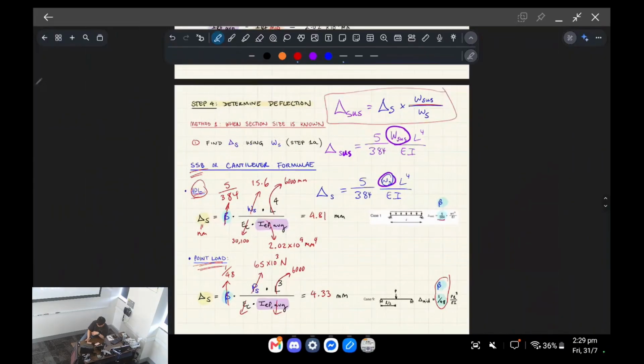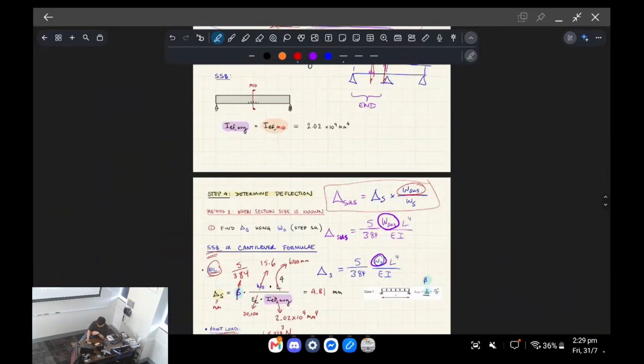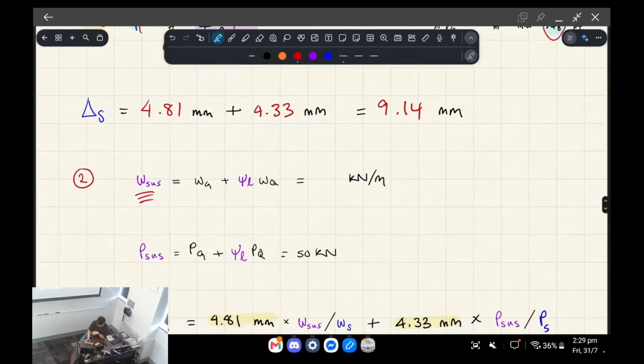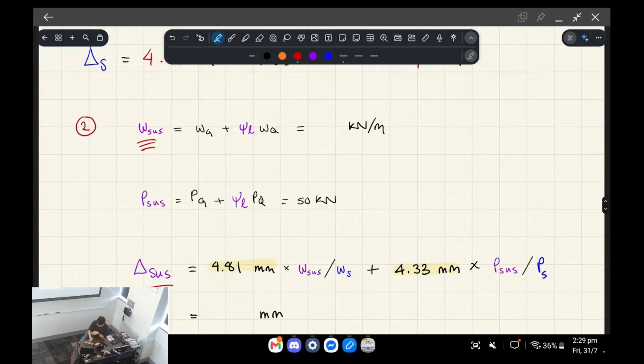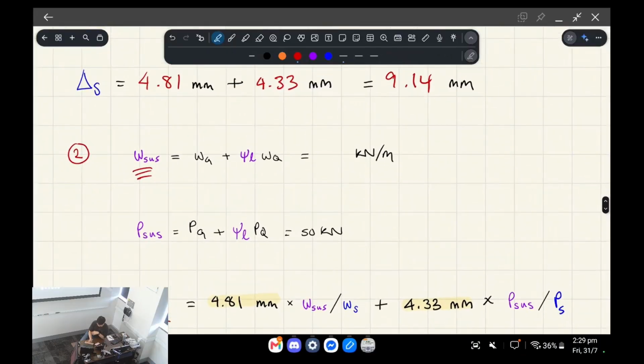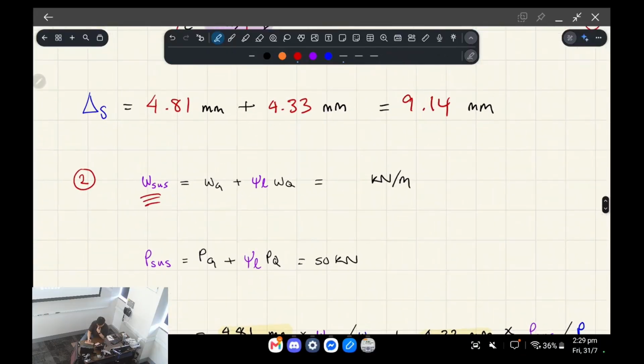In order to do this, we need to first figure out the sustained load. There's one for distributed load and there's one for point load. You just plug in these values, which we've been given.